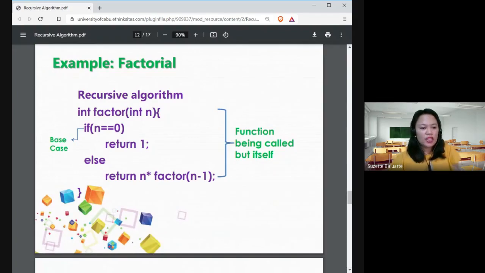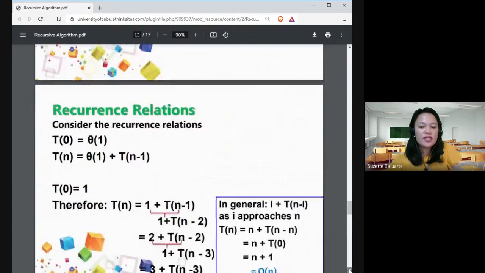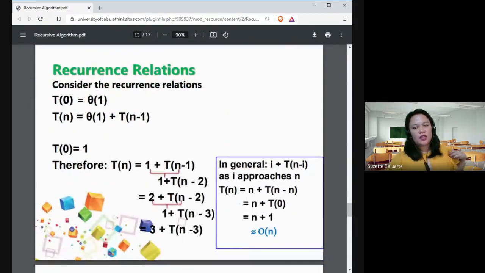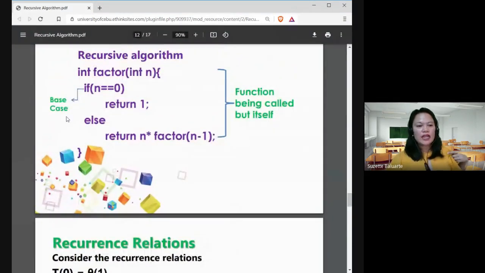It has shown that this part is the base case, and this one is the function being called by itself. This is what we call the recursion that happens when the recursive algorithm is being used. So in a recurrence relation, take a look at this particular code. This is theta of 1, the return 1 part, the one in the analysis. So this is theta of 1.